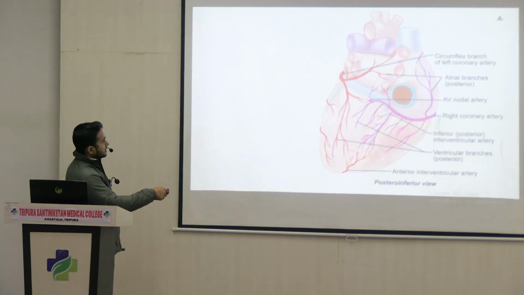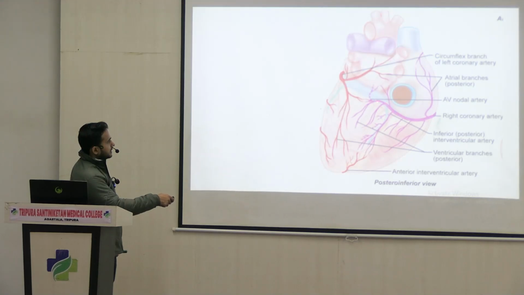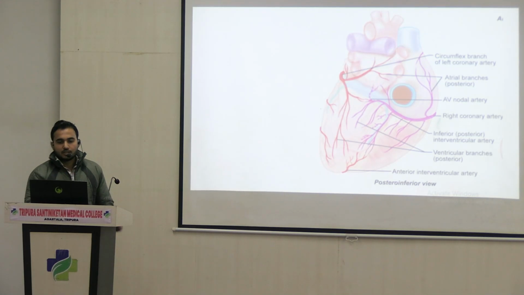So here you can see the circumflex branch of the left coronary artery. So this is the right coronary artery. So it will anastomose and it will terminate over here. Now this point of the termination is slightly left to the crux of the heart.